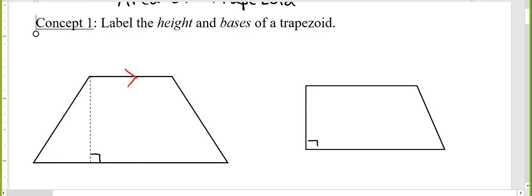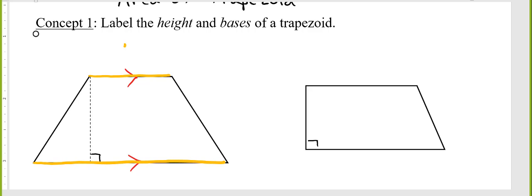So this one and this one are parallel. The other 2 sides do not have to be parallel. So before we talk about the area, let's go label what is the height and the bases. If you look at the 2 sides that are parallel, those are going to be your bases. Here's a base, and here is a base. So I'm going to call this base 1, and I'm going to call this base 2.